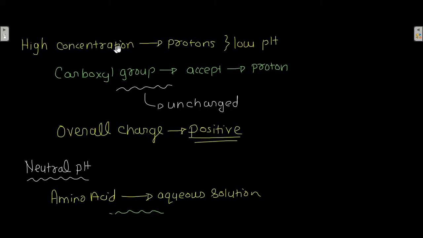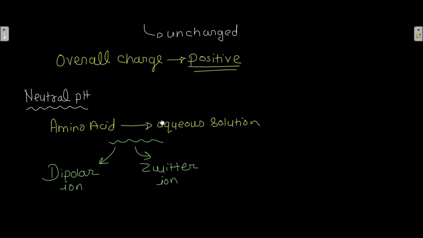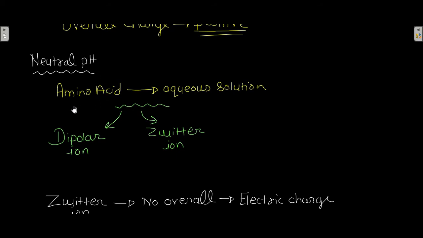Now, if in the system there is a high concentration of protons, that is, the pH is low, then the carboxyl group of the amino acid will accept a proton and will become uncharged, and that is the reason why the overall charge on the amino acid will be positive. So at low pH the amino acids are positive. Now, at neutral pH, the amino acid in aqueous solution exists as a dipolar ion or a Zwitter ion. At neutral pH, the amino acid is a Zwitter ion.